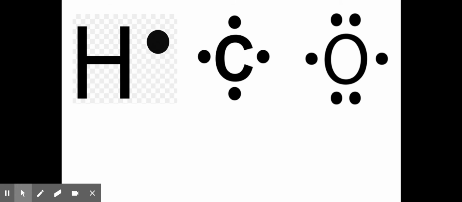For example, hydrogen has 1 valence electron. We just write H to represent hydrogen and put a dot next to it. This is called the Lewis dot structure of hydrogen. Carbon has 4 valence electrons, so we put C for carbon and 4 dots around it. Normally, electrons want to spread out because they repel each other. And oxygen has 6 valence electrons, so we write O to represent oxygen and put 6 dots around it.